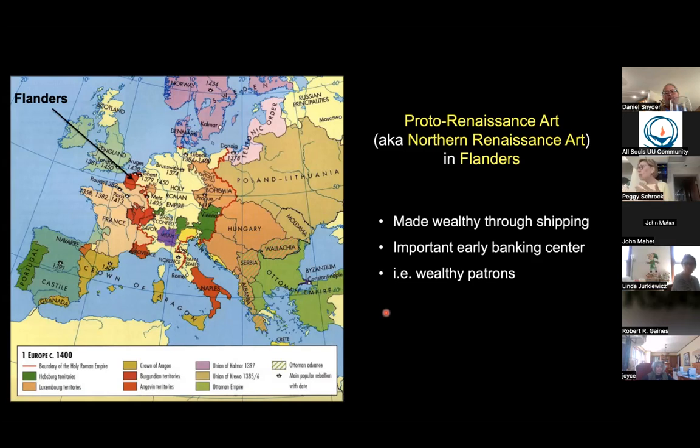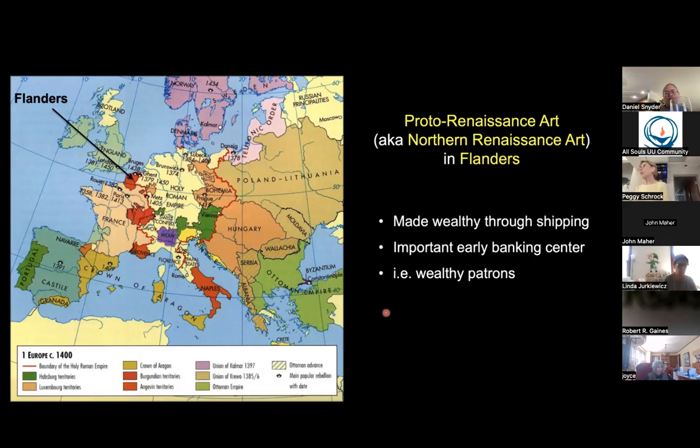One reason it takes so long is the stronger guild system in the North. They're going to fight against change. They're going to fight to control everything. It's going to take longer. I'm talking not only the Netherlands, but particularly Germany. We'll talk more about that because German artists are going to fight very hard to get the kind of freedoms that Italian artists have. It's just going to take them longer.